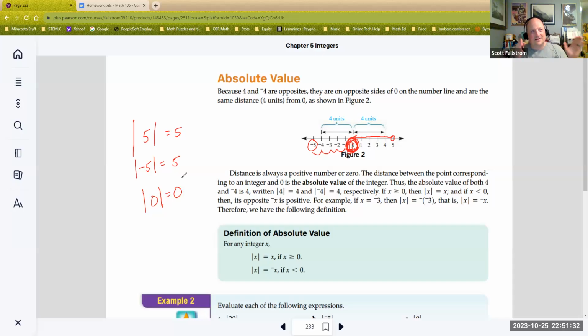Like, what's my distance to 0? And someone would say, you're standing right on top of it. The distance is 0 units. Don't move. You're already there. That's the idea behind the absolute value of 0.